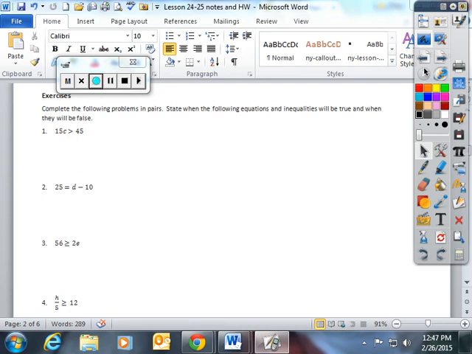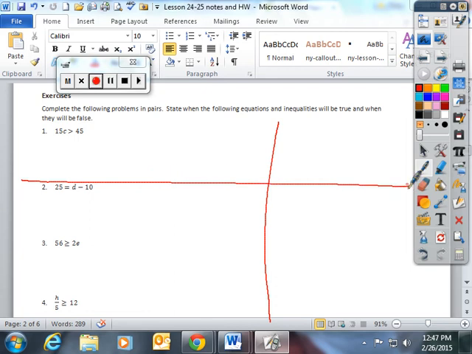Today in class, we worked more on true and false statements with lesson 24. And in class, we looked at several examples of inequalities and equations. And we were talking about when they were true and when they would be false.